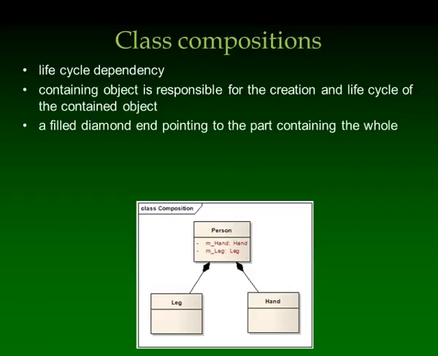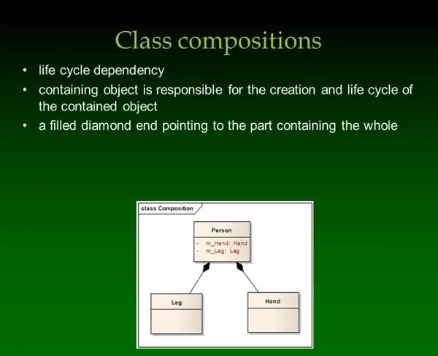We're talking about if class A dies, then class B also dies. You kill the person, the leg dies. You kill the person, the hand dies. So in composition, the containing object is responsible for the creation of the life cycle of the contained object, whether indirectly or directly. It can be that you create something which creates something which creates that. Composition is represented by a filled diamond. See, filled diamond here, pointing to the part containing the whole.